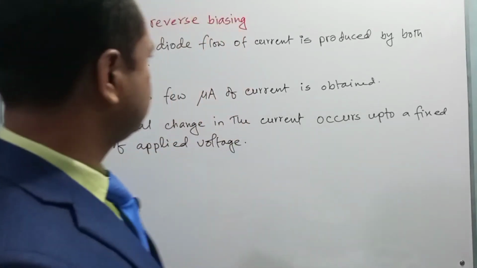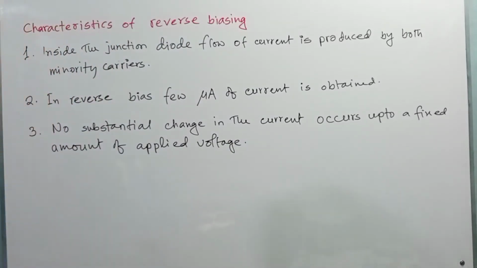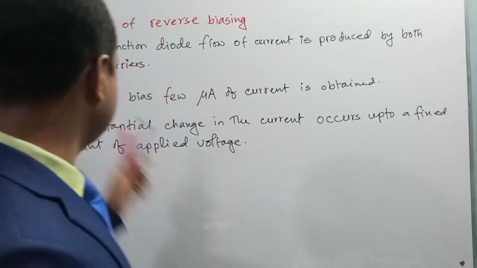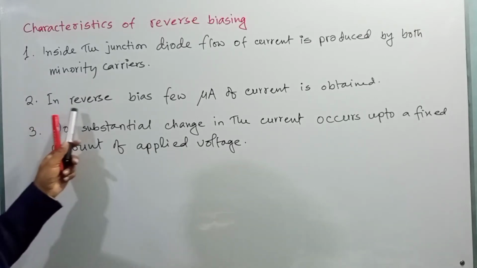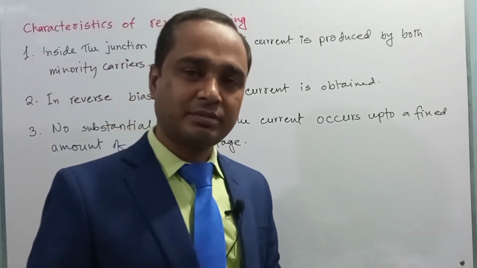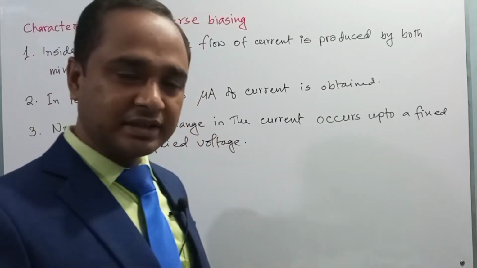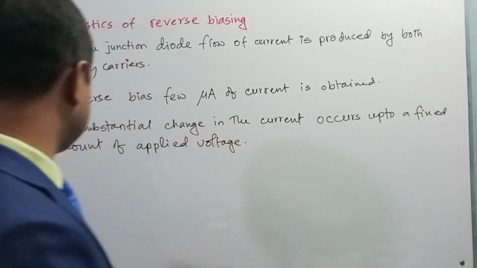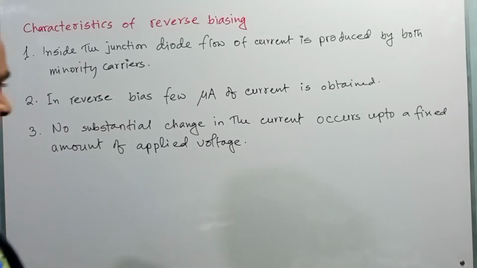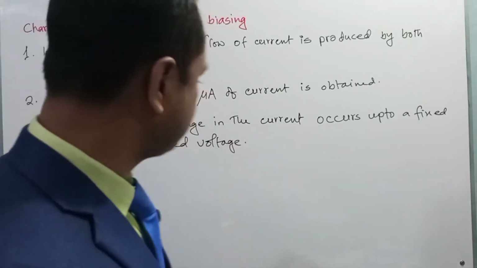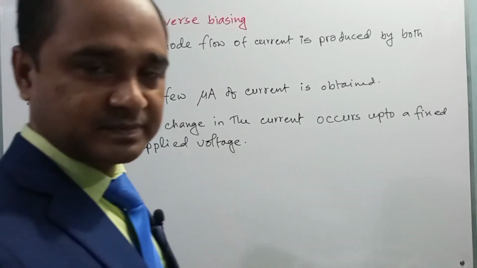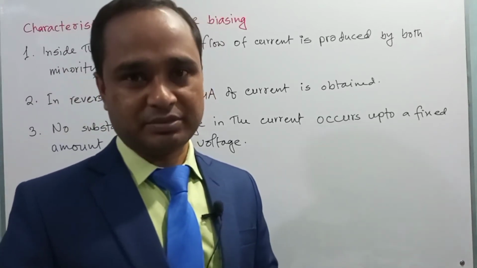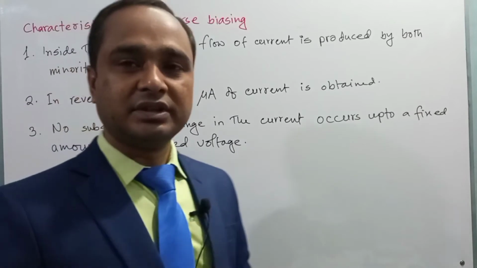Now we see some important characteristics of reverse biasing. Inside the junction diode, the flow of current is produced by the minority carriers, right? In the reverse bias, a few microamperes of current is obtained. In the forward bias, the current range was milliampere, and in the reverse bias, the range of current is microampere. No substantial change in the current occurs up to a fixed amount of applied voltage. We will see a change of current after a certain range of applied voltage. So these are the main characteristics of reverse biasing.